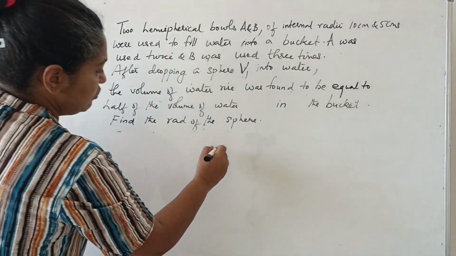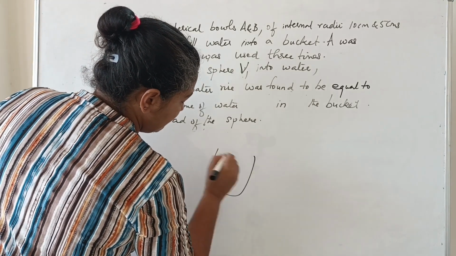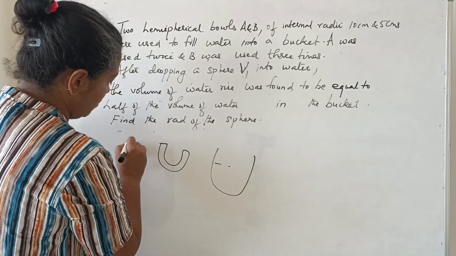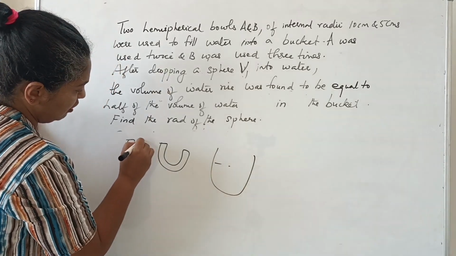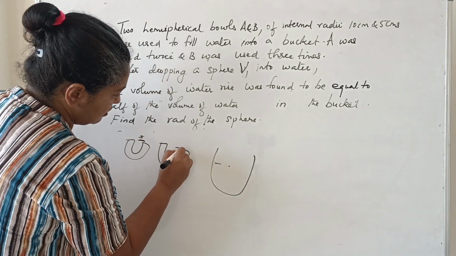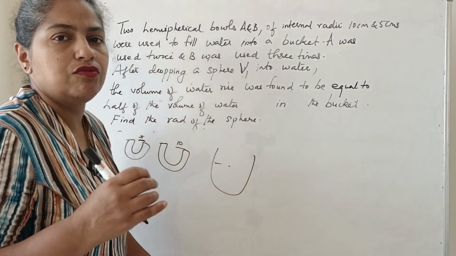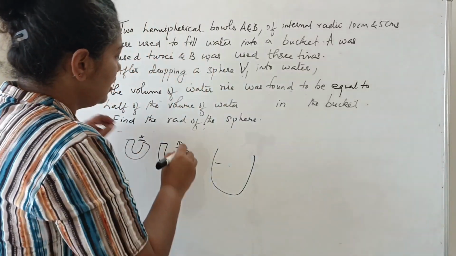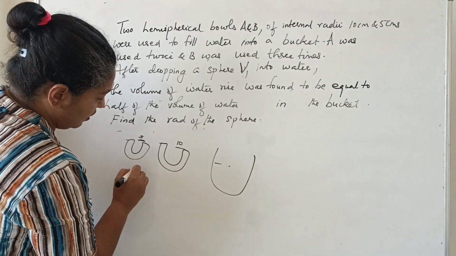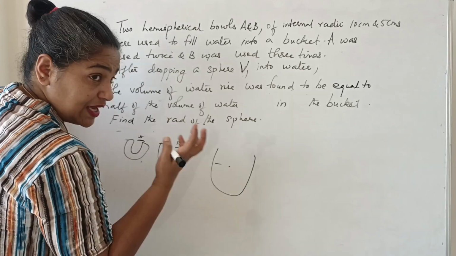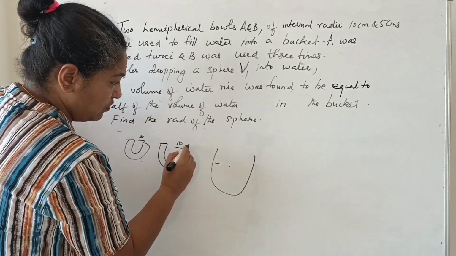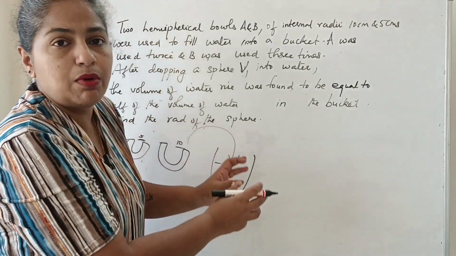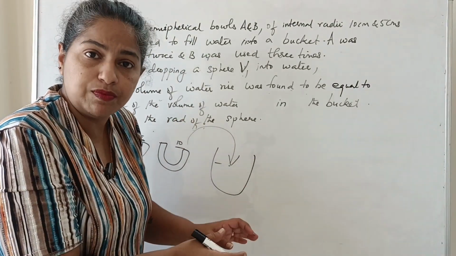So we have two parts. One, there is a bucket which is being filled with water using two hemispherical bowls. One of internal radius 5 and the other of internal radius 10. Now, for the capacity of the hemispherical bowl, we know that only the internal radius matters. So, the volume of the water which is taken by these two hemispherical bowls to be dropped into this bucket will be equal to the volume of the water inside the bucket after they are dropped into it.